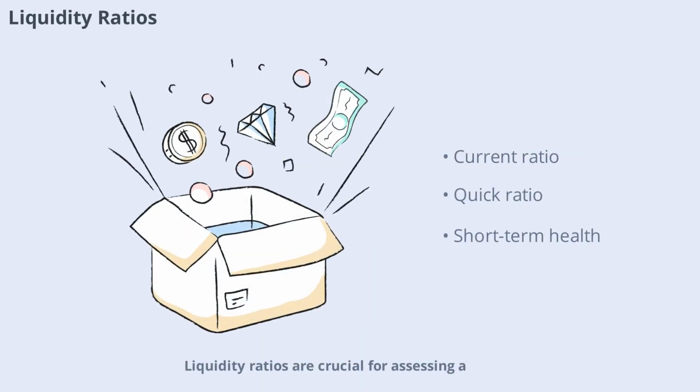Liquidity ratios are crucial for assessing a company's ability to cover its short-term liabilities. The current ratio, calculated as current assets divided by current liabilities, indicates whether a company has enough resources to pay its debts. The quick ratio, which excludes inventory from assets, offers a more stringent test.